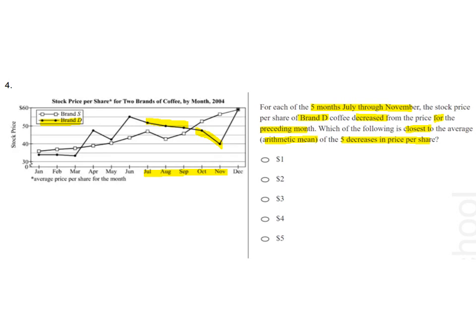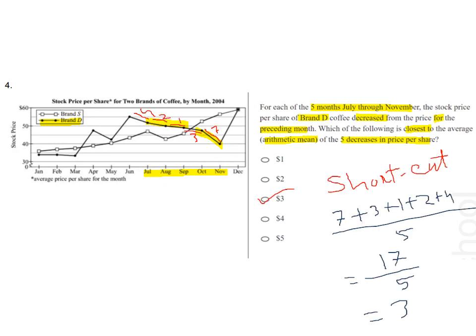There is a shortcut to find the answer. From June to July, there is a 4 point decrease, and from July to August there is a 2 point decrease. From August to September there is a 1 point decrease, and so forth till November. So we can sum 7 plus 3 plus 1 plus 2 plus 4 and divide it by 5, and we'll get the result that is close to 3.